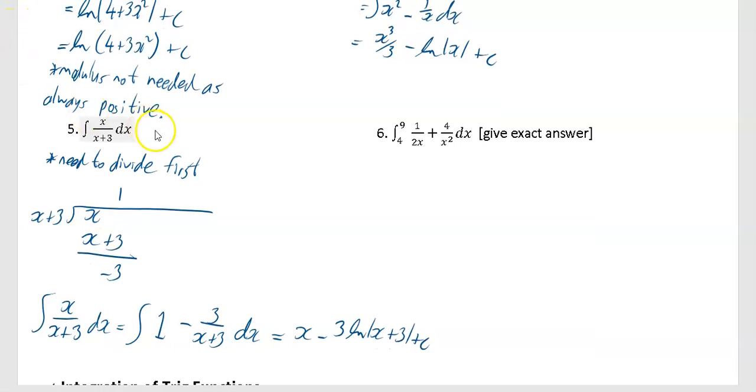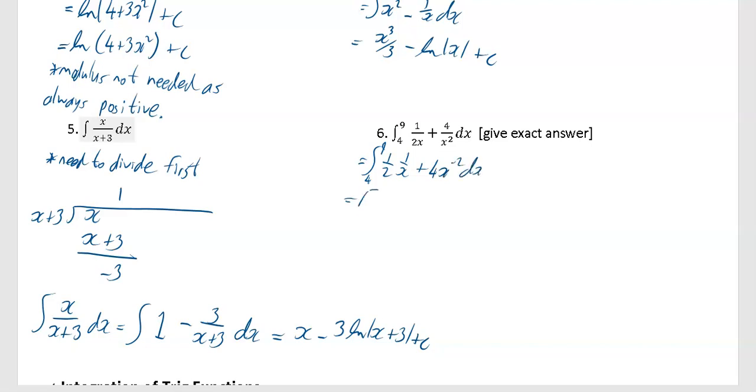Okay, very important example for us to see. This is a definite integral here, and it says give exact answers, and we'll have to talk about what that means. First thing we've got to do is a wee bit of tidying up before we can do anything here. I'm just going to write this again. I haven't integrated, I'm just changing how it looks a wee bit. I'm going to write this as a half times 1 over x, and then plus 4x to the minus 2. So now we're good to integrate.